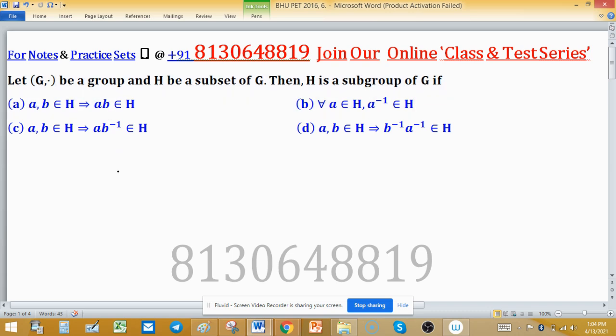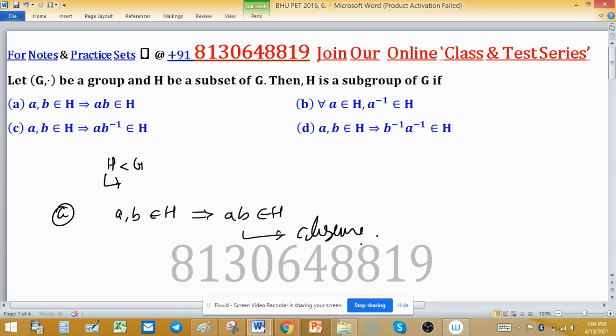Now H is a subset of G, and we say H will be a subgroup of G when H has the same operation induced from G. So for option A, if we pick two elements from H, it implies ab belongs to H. Only the closure property is satisfied here, but the inverse and identity element we cannot establish using this condition. So option A is not a necessary part.